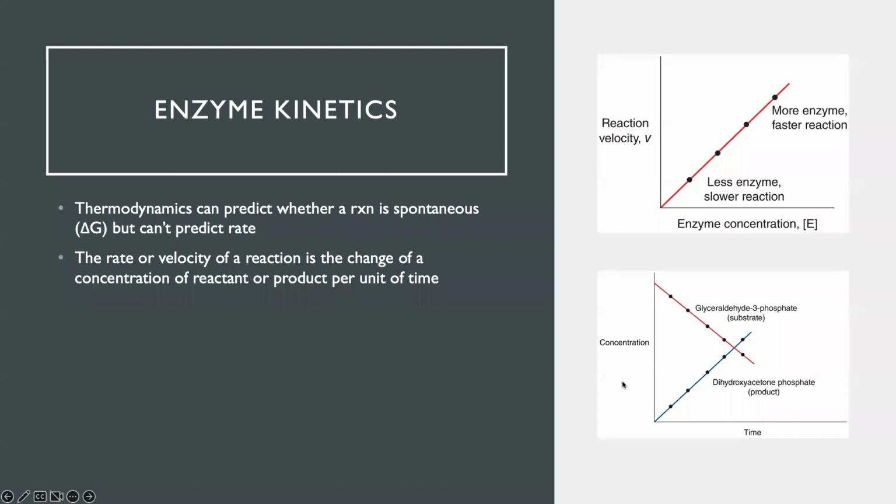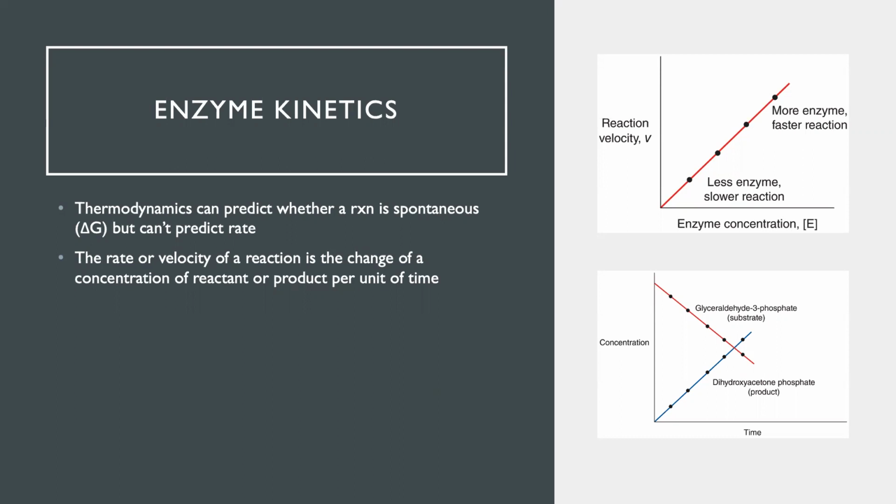All right, so now let's get into enzyme kinetics, and kind of a chemical kinetic overview. Whenever we're thinking about kinetics, we can think about thermodynamics and think about delta G. This can predict whether a reaction is going to be spontaneous, but again, it's not going to predict the rate. The rate or velocity of a reaction is the change of a concentration of a reactant or a product per unit of time. So here we need to know an amount, and we also need to know the time.